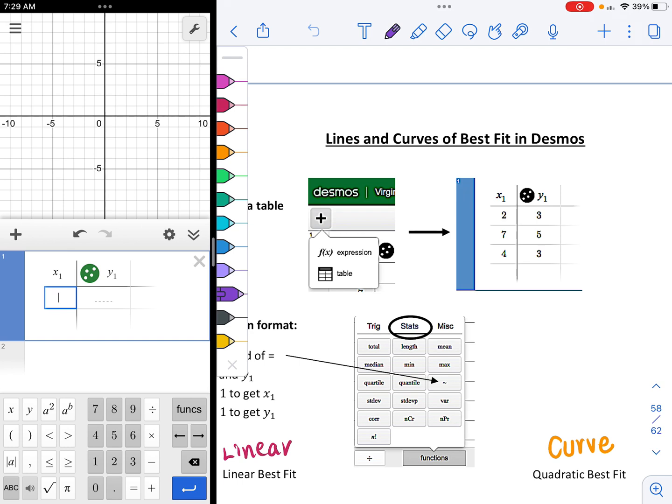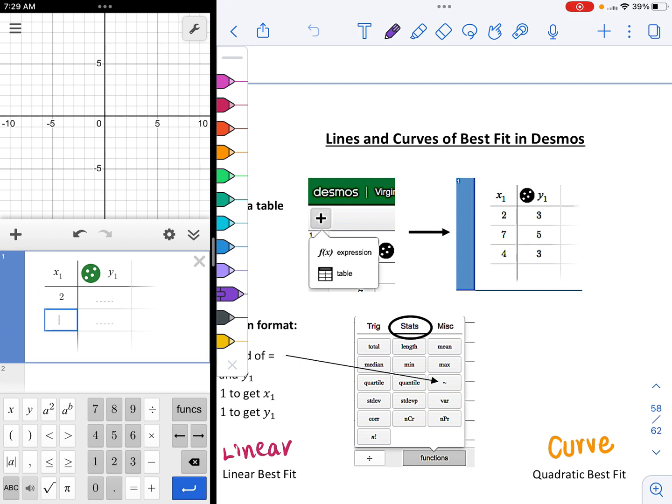All right, so we're going to start with our table. Make sure every time you do one of these questions, you always start with a cleared calculator because you want it to come up with x1 and y1 at the top. If you don't clear your calculator, it's going to come up with x2 or maybe even x3 if you've already created a table before. So make sure you clear your calculator every time.